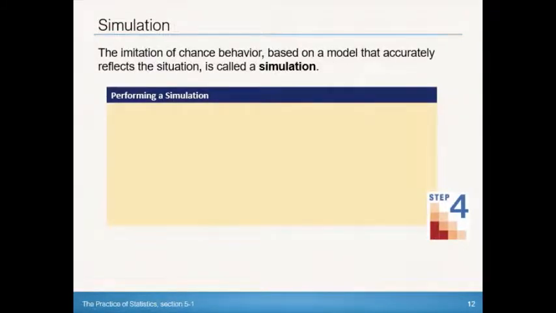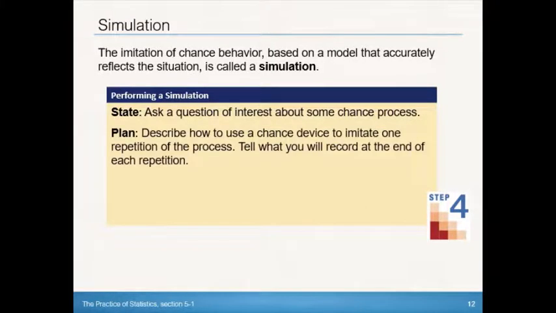Okay, so we're going to use a 4-step process when we are doing these simulations. So if we do a simulation, we first want to state what it is we're trying to answer. What is the question we're trying to estimate? What's the probability we're trying to estimate? How likely something is to happen. And then we're going to say, okay, what kind of chance device are we going to use? Are we going to roll a die?